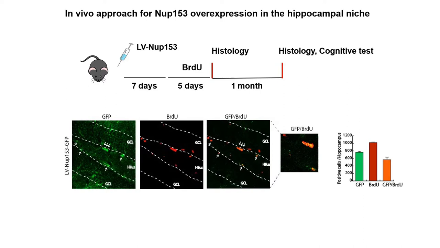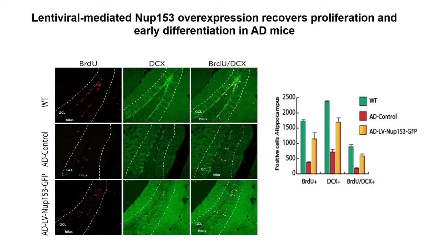This data prompted us to analyze the effect of NUP153 overexpression in vivo. Mice were injected with a lentiviral vector carrying NUP153 and then with BrdU for 5 days, and analyzed at different times with histological techniques and behavioral tests. We checked the expression of the lentivirus and the proliferation through an immunofluorescence, and we found double positive cells for GFP and BrdU. And the early differentiation stage was analyzed through an immunofluorescence for BrdU and doublecortin. And we found that levels of both markers were decreased in AD mice, while the expression of the lentivirus carrying NUP153 led to a higher number of double positive cells. The lentiviral-mediated NUP153 expression increased also the PSA-NCAM expression in AD mice.